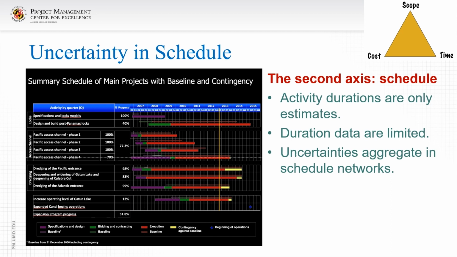Uncertainties in schedule don't aggregate in simple spreadsheets where we add them all up. They come together in schedule networks. And those networks have parallel paths, they have series paths, they have critical paths, that's the longest path. They have technologically critical paths. That may not be the longest path, but it might be the path with the most uncertainty about whether you can actually achieve the schedule.